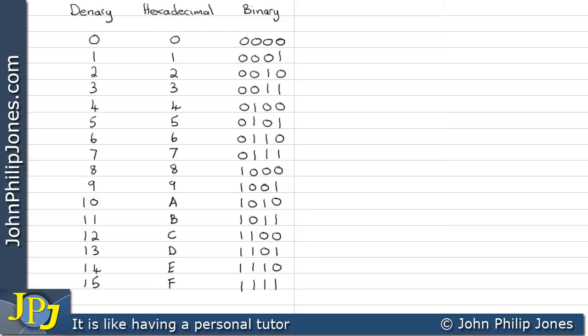Now it's actually easier if you try and remember these, but if you can't and you need to convert from binary to hexadecimal, I recommend you get used to simply writing this table down quickly. Let's look at an example.